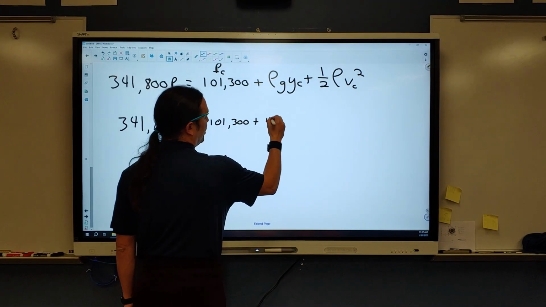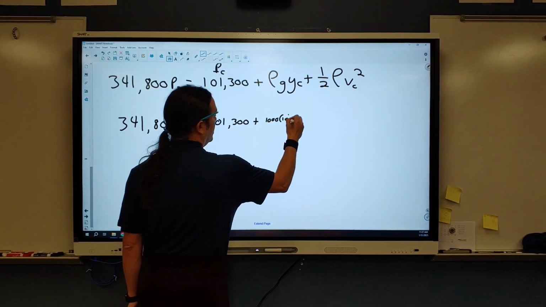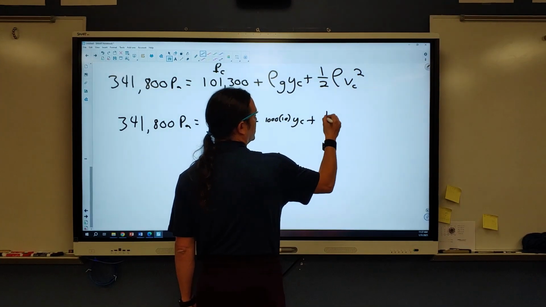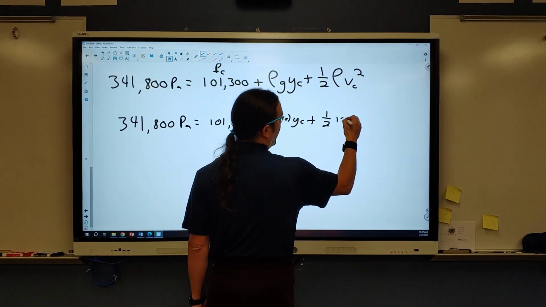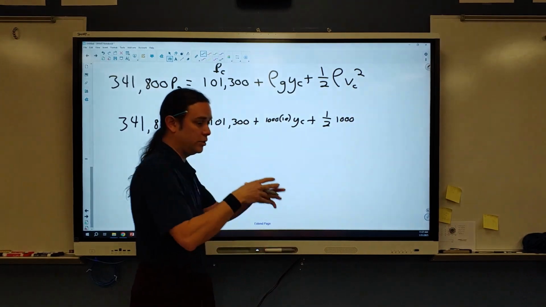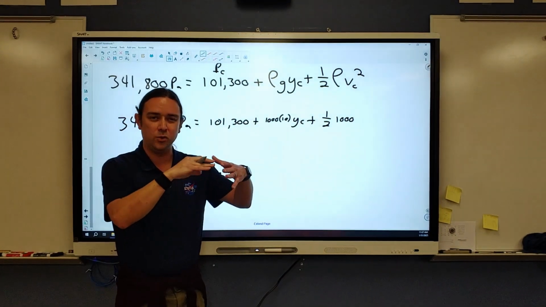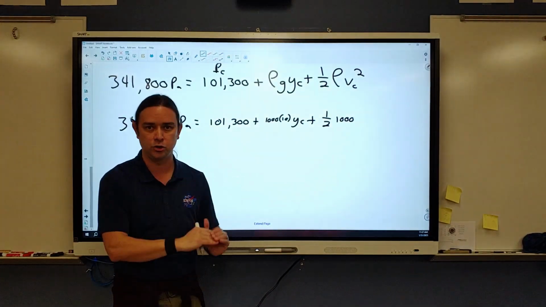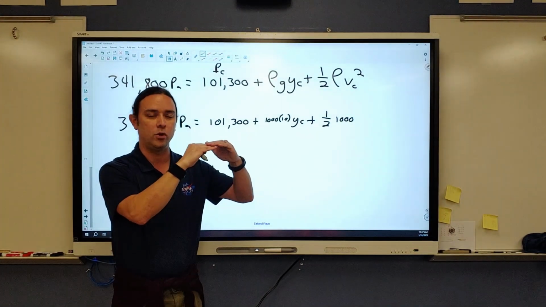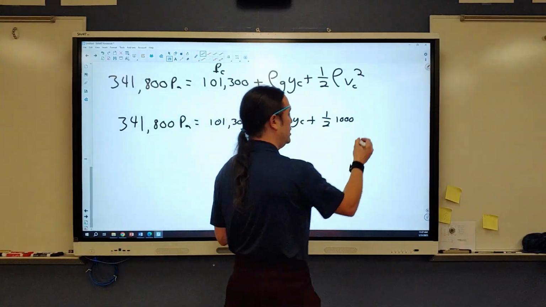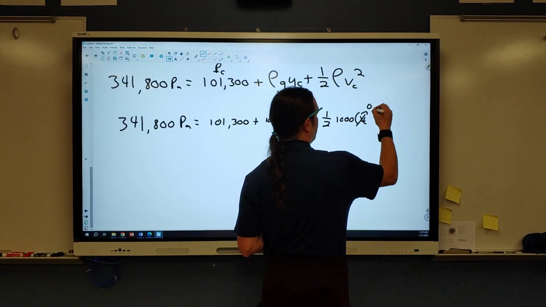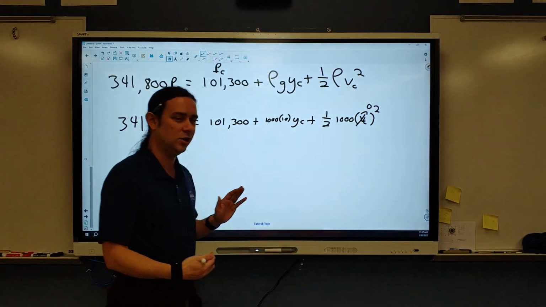So on this we would have 1,000 times 10 times y_C. I don't know y_C, but that's what I want, plus 1/2, 1,000. In this case, the water tower is going to be super big. We want it big enough such that when one person turns on the tap, it's not like the water tower just drains instantly. We're going to have it where it's going to drain super duper slowly. So this is actually pretty common where our v_C is going to be effectively 0. Is it actually going to be 0?